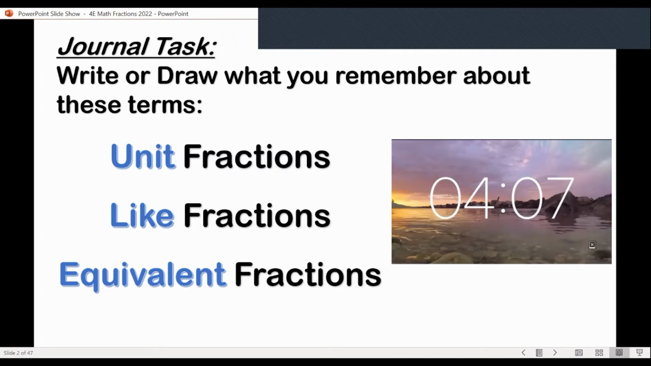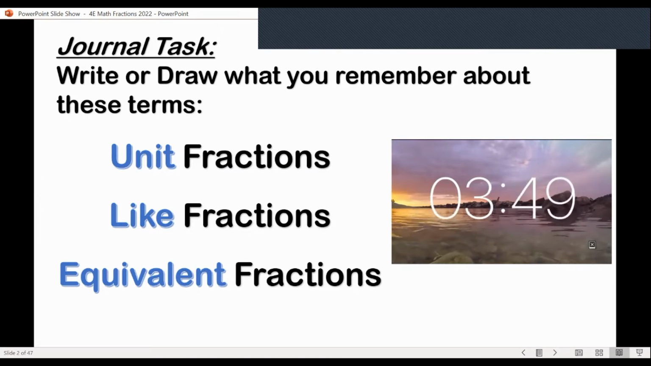Find a fresh page in your journal. Write down examples or draw whatever you remember about fractions. Okay, these are some terms: unit fractions, like fractions, and equivalent fractions. Write down anything or draw anything at all, what you remember.